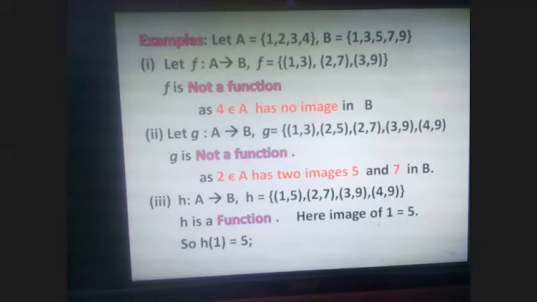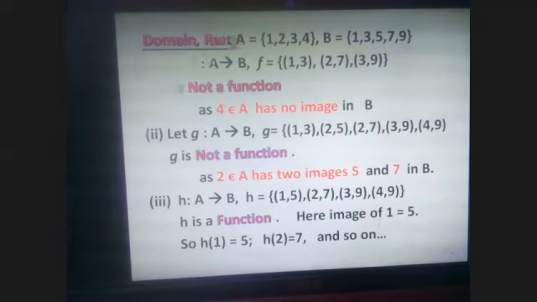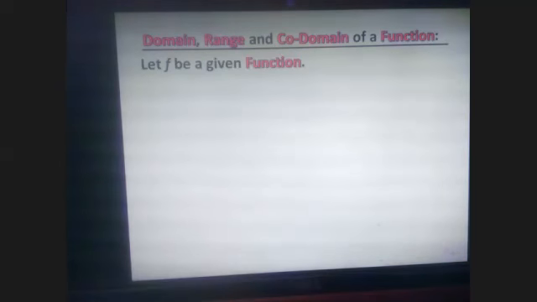And the image of 1 is 5 means h(1) is 5. The image of 2 is 7 means h(2) is 7, and so on. That's what we mean by function. Domain, range, and codomain of a function. This is again a revision topic. Just like that of the relation, we have domain, range, and codomain.